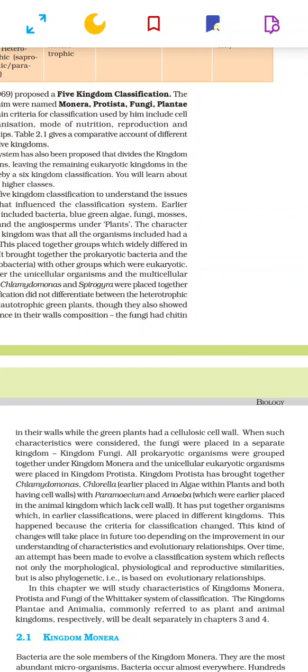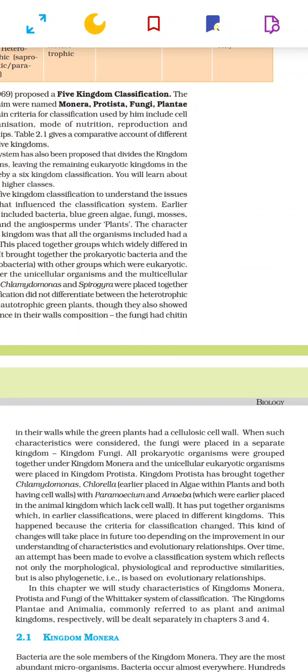All prokaryotic organisms were grouped together under the kingdom Monera, and the unicellular eukaryotic organisms were placed in the kingdom Protista. Kingdom Protista has brought together Chlamydomonas and Chlorella, which were earlier placed in the algae within the plants and both have a cell wall, with Paramecium and Amoeba. Amoeba was earlier placed in the animal kingdom, which lacks cell wall. It has put together organisms which in earlier classification were placed in different kingdoms. This happened because the criteria for classification changed.